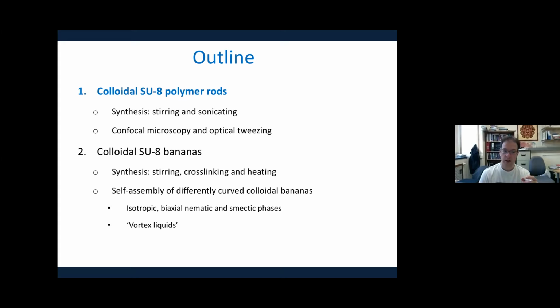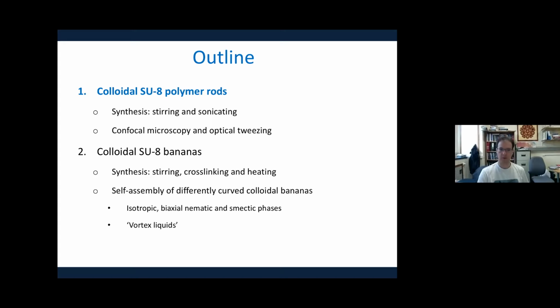And these are colloidal SU8 polymer rods. I'll show you how we make them and what we learned about them, how we use them to do confocal microscopy and optical tweezing. And why do I show you these rods first? Because the rods were our way to finding these bananas. So we made the rods, that was the purpose, and then, not by accident, but it's also not far off an accident, we found these bananas. So this is why I'm telling you this story like this.